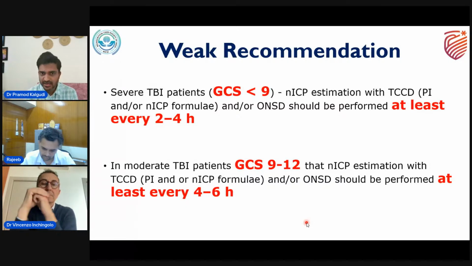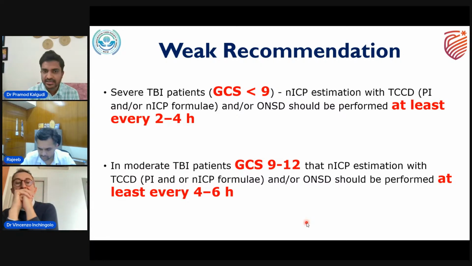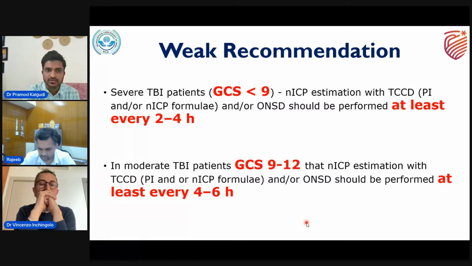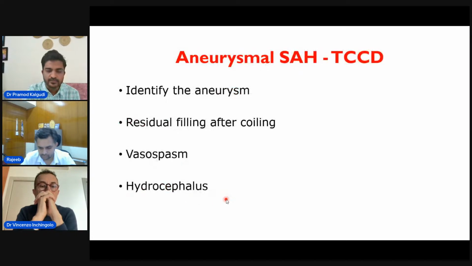Let's see some weak recommendations. These recommendations tell us when exactly we have to repeat the TCCD or ONSD in patients with severe traumatic brain injury. So the time duration is at least between 2 to 4 hours. And in mild to moderate traumatic brain injury patients, it is advisable to do it every 4 to 6 hours.